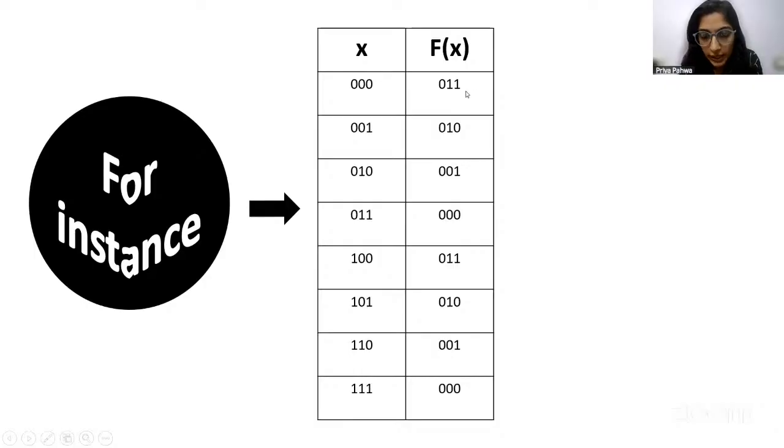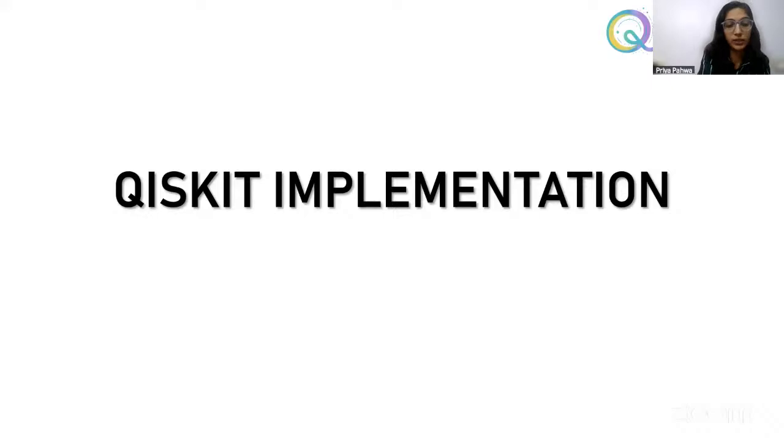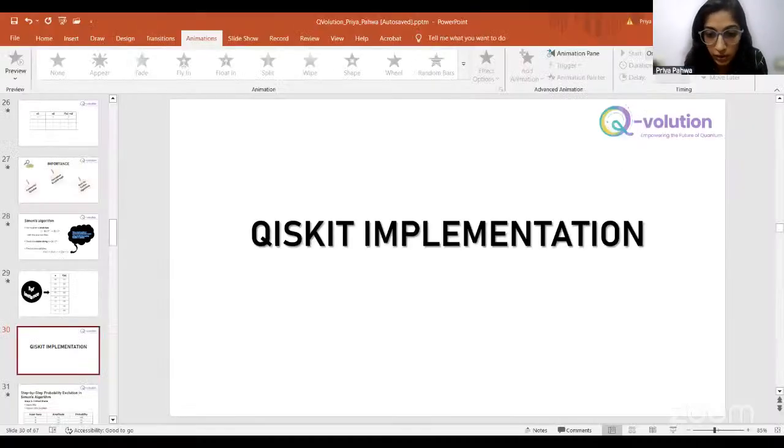Can you see how after how many periods it's increasing? 0, 1, 1 is increasing after 3. 0, 1, 0, it's again increasing after 3. 0, 0, 1, it's again increasing after 3. So by looking at this, we can see that the period for this is 3. So that means it's going like 1, 1. Now, again, I'll take you to the Qiskit implementation of this algorithm.